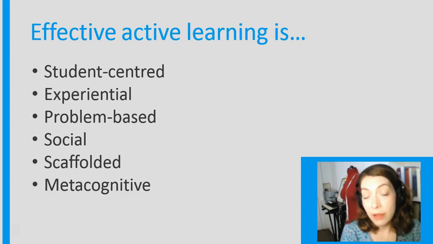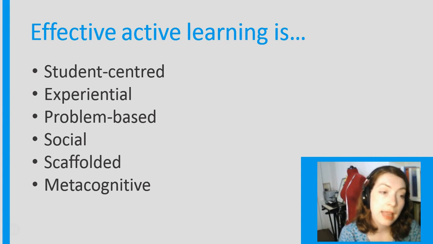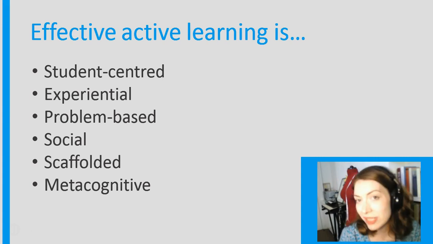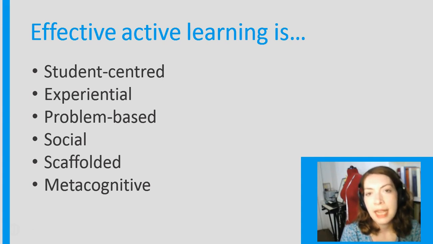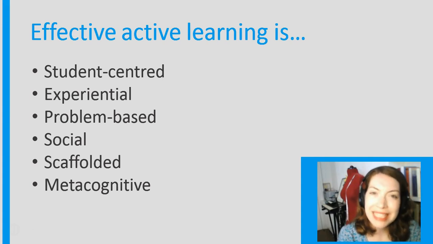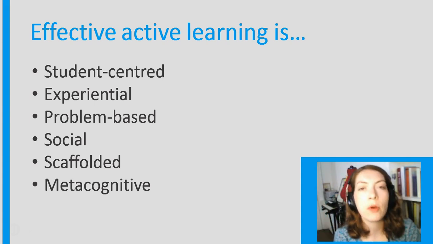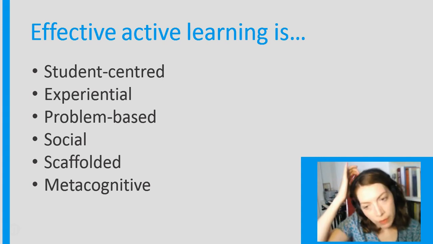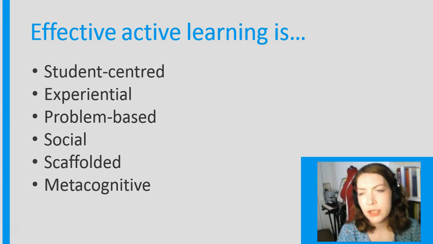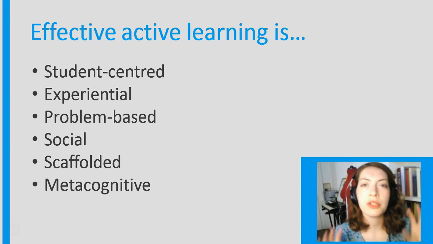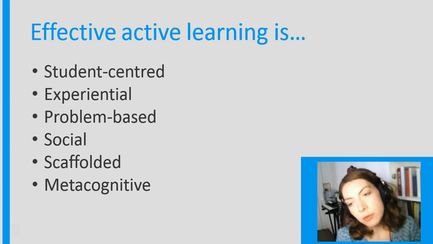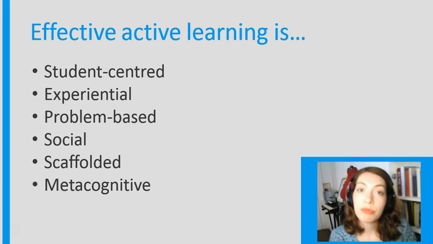So to sum up then, effective active learning is student-centred, experiential, so it's based on experience and actually doing something. It's problem-based, it's social, involves lots of collaboration, it's scaffolded, so we give help and gradually take it away as learners become more competent, and it's metacognitive. So think about ways that you can involve students and facilitate them to construct their own meaning. So as far as possible, enable students to learn by doing and integrate plenty of group work rather than just lecturing them all the time. Include opportunities for students to review and reflect on previous learning as well.